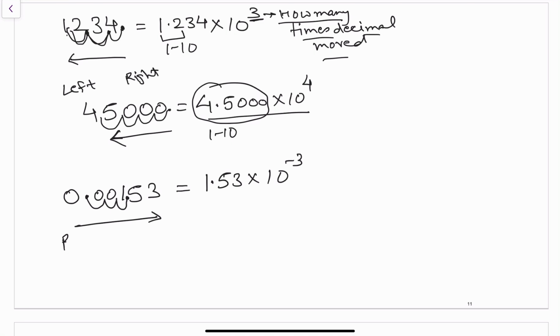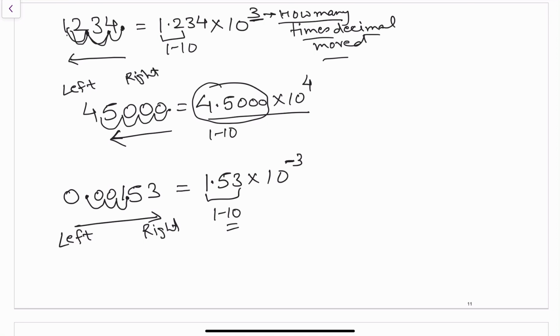So right now we are moving the decimal from left to right. Right? So whenever you move a decimal from the left side to the right side, your number on top of the 10 will be a negative number, which is negative 3, because you moved the decimal 3 times. Right? So this is your scientific notation. If you see this, this is a number between 1 and 10, right? Because this is 1.5, more than 1, less than 10.